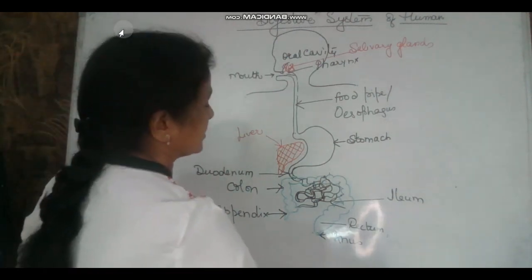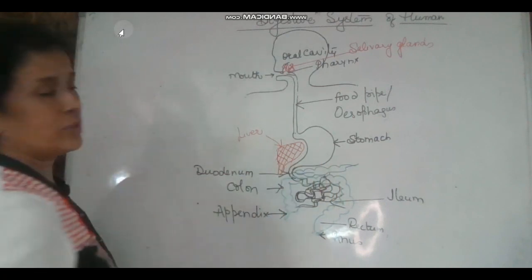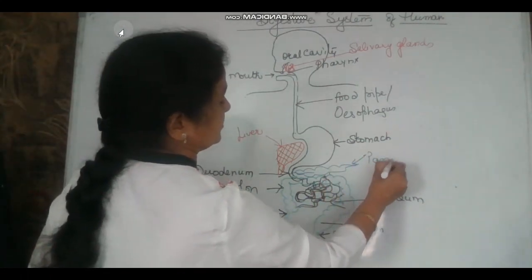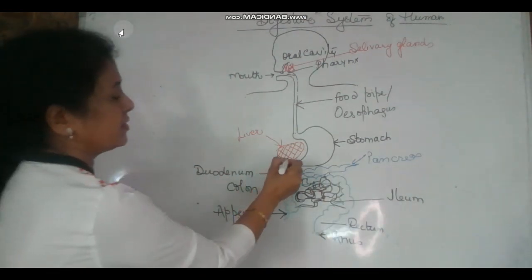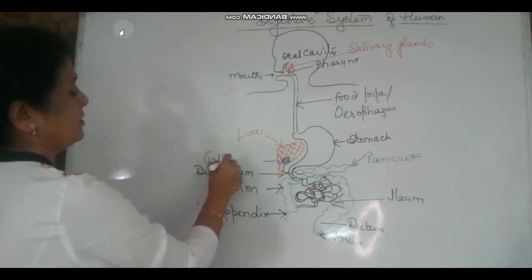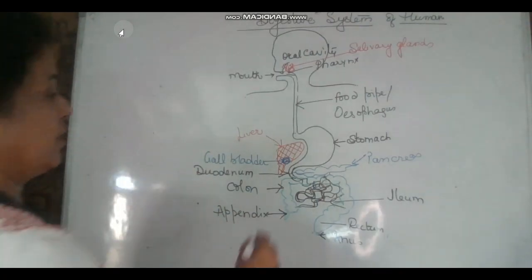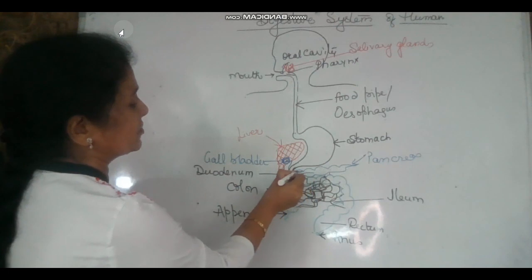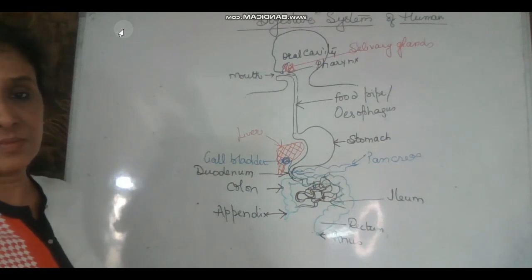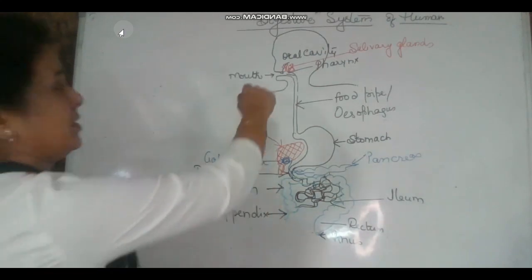And there is another gland here. What is the name of this gland? This is pancreas. This gland is pancreas. And there is a small gallbladder. This gallbladder stores the bile which is coming from the liver. So duct from the liver, duct from the pancreas, it opens into duodenum. So these three glands are secreting their juices in the alimentary canal.